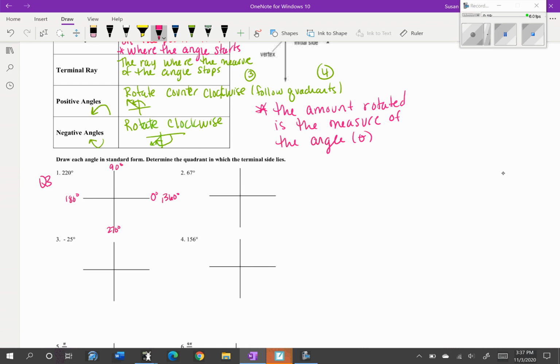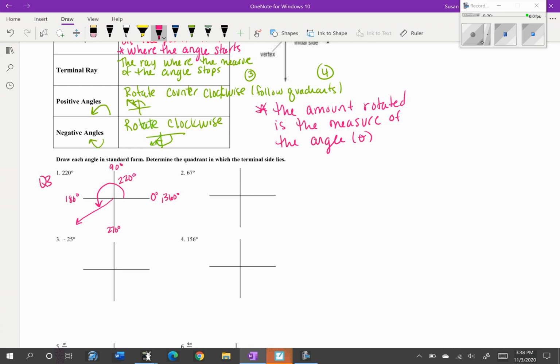So for this, we can then draw our terminal side. And of course, 220 is 40 more than 180 degrees, so it's almost in the middle. So about right there is our terminal side. We always start at the x-axis. So from here to here, that would be 220 degrees. So this would be the angle drawn in standard position because we started at the x-axis and we rotated all the way around to the terminal side. So that would be how you would draw your angle.